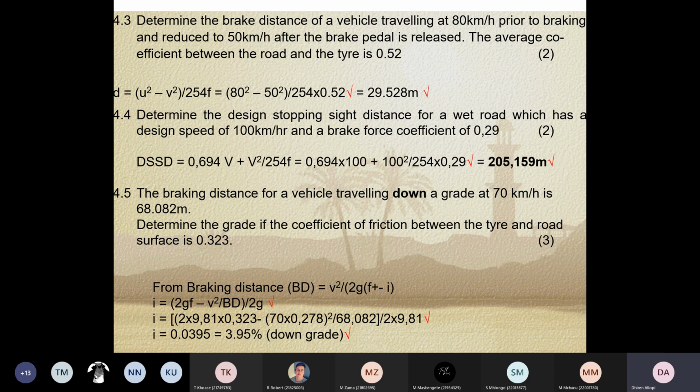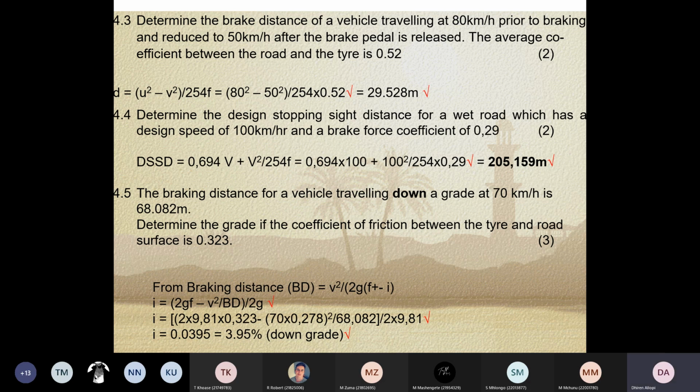Then moving on to 4.4, determine the design stopping sight distance for a wet road, which has a design speed of 100 kilometers per hour and a brake force coefficient of 0.29. You may recall that in the previous lecture, I did mention that where the examiner specifies brake force coefficient, they are basically telling you that you need to use the formula pertaining to brake force coefficient, not the generic stopping sight distance formula. If you use the generic stopping sight distance formula, you would have got it wrong, although the answers may be close.